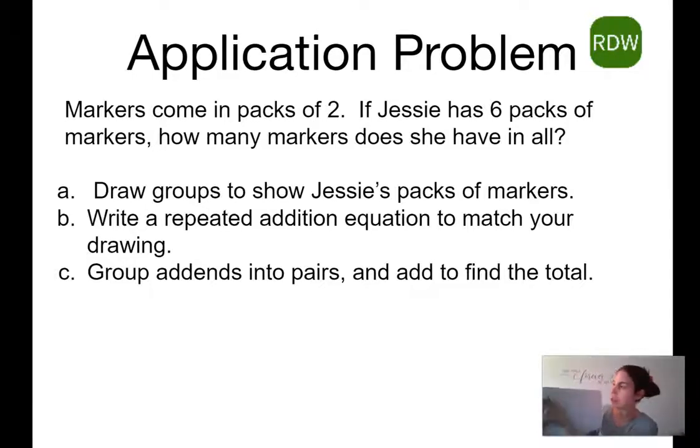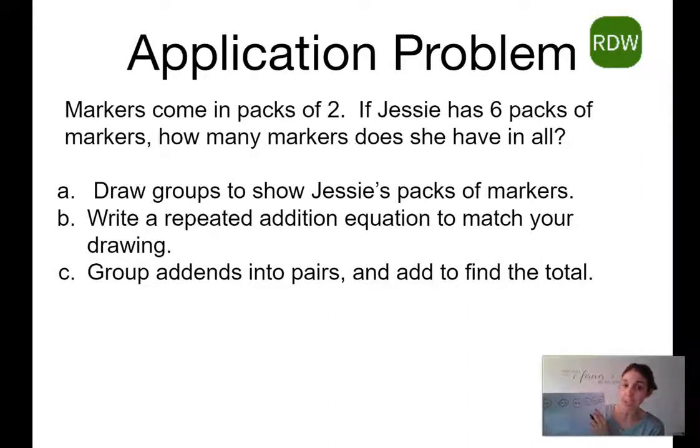Six packs means that I would draw six circles to represent the packs. One, two, three, four, five. Ooh, I ran out of space. Six. I drew six circles, and those represent my packs. And how many markers are in each pack? Two. So in each of my circles, I would draw two. One, two. One, two. One, two. One, two. One, two. One, two. In each of my circles.